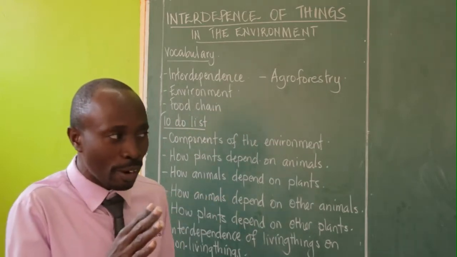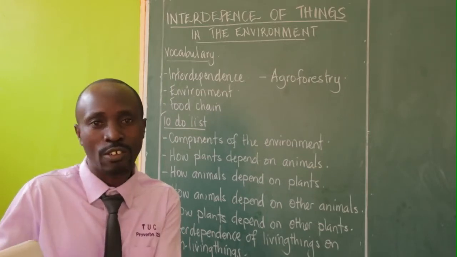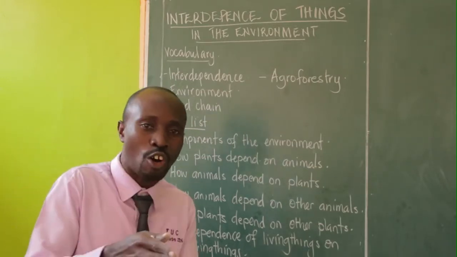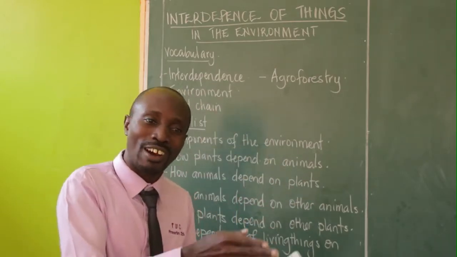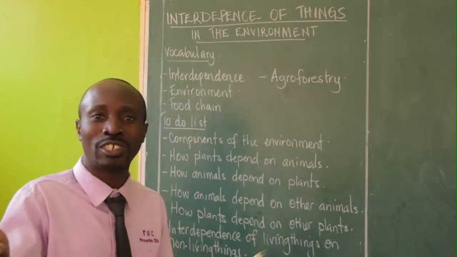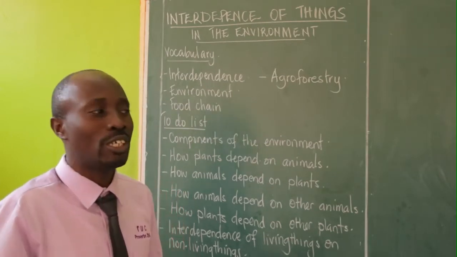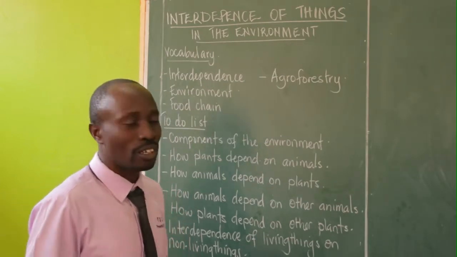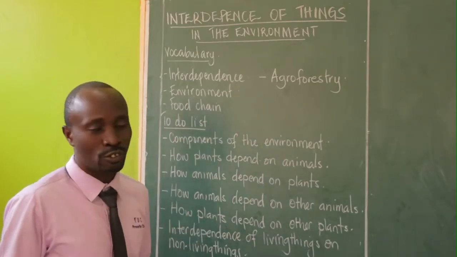Now, if the plants are not there, herbivores can't be there, and so the carnivores, because carnivores feed on herbivores, and herbivores feed on plants. Now, the plants are not there. That means herbivores won't feed because they will not substitute their food to start eating meat. They cannot. So that is one problem we would have if we didn't have the plants in the food chain.